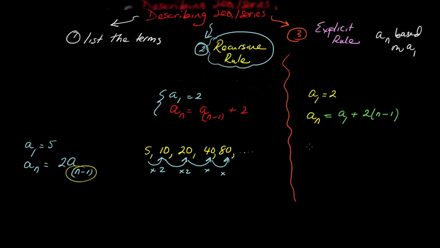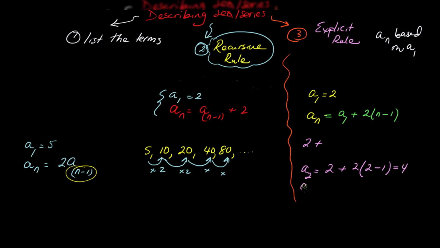The first term I'm given is a sub 1 is 2, right? And I said this was going to be a series. I'm going to add. The second term, a sub 2, is going to be the first term, which is 2, plus 2 times n. N is 2 in this case. 2 minus 1. N is the number of the term, the second term. So 2 minus 1 is just 1. So 2 times 1 is 2. 2 plus 2 is 4.